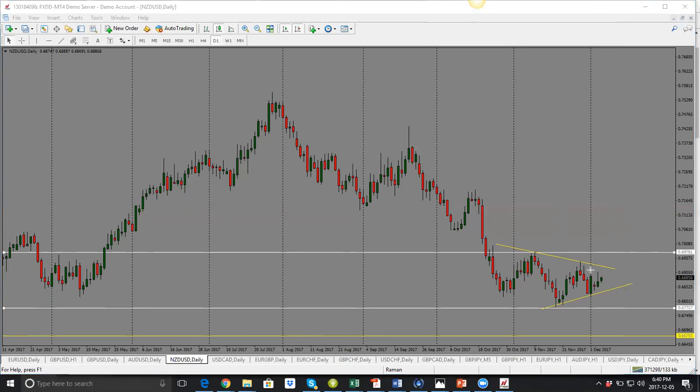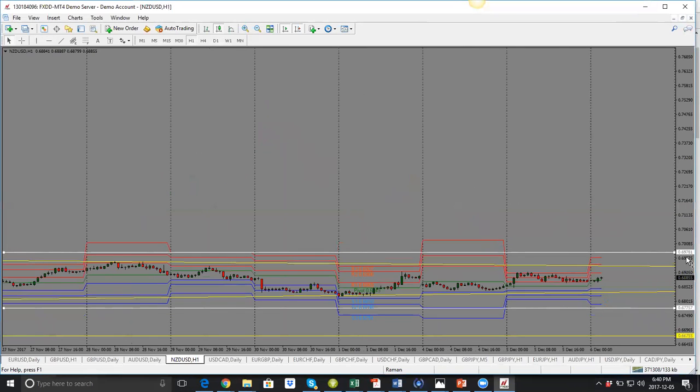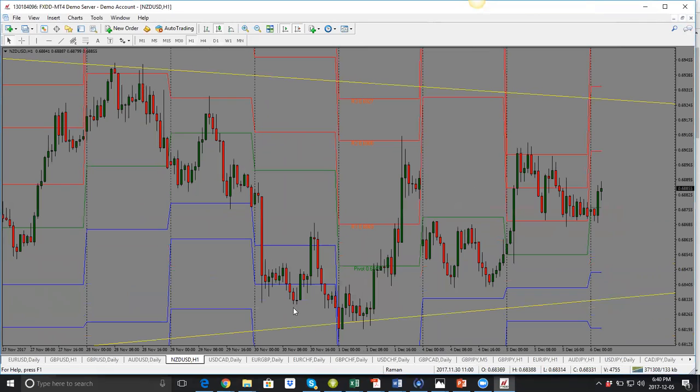Once price gets into the highs here, I would be looking for a sell. If price gets into the bottom here, we could see a bounce, and that's what I'll be looking for. So that's New Zealand. Let's take a quick peek at the 1 hour here. As we can see, price hasn't really done much, just going sideways here.